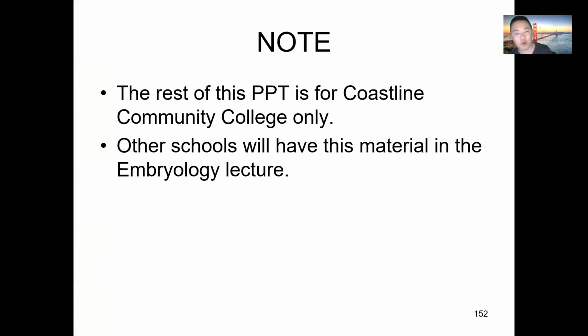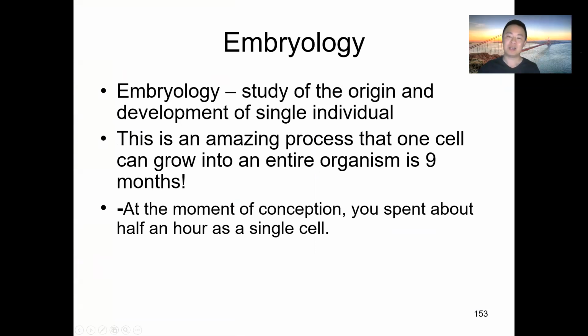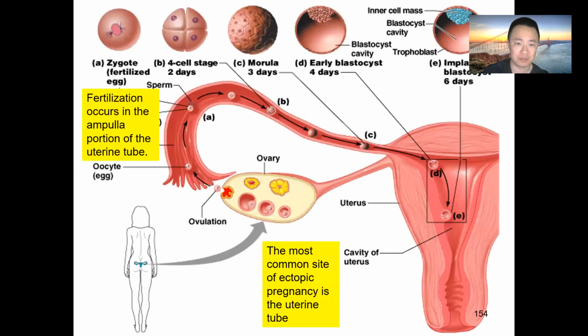Now the rest of these PowerPoint slides are for Coastline, so I'm going to go ahead and lecture on these anyway. Okay, embryology. This is the study of the origin and development of a single individual. And this is an amazing process, that one cell can grow into an entire organism, entire person, entire being in 9 months. And at the moment of conception, you spent around half an hour as a single egg. Okay, the other half is the sperm.